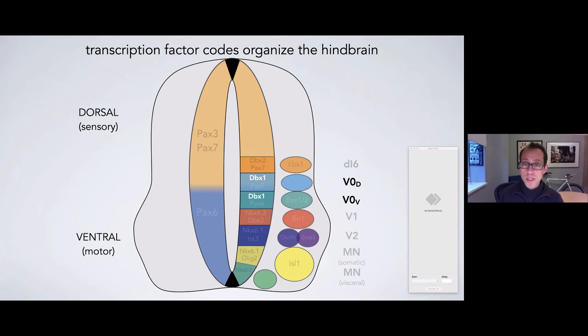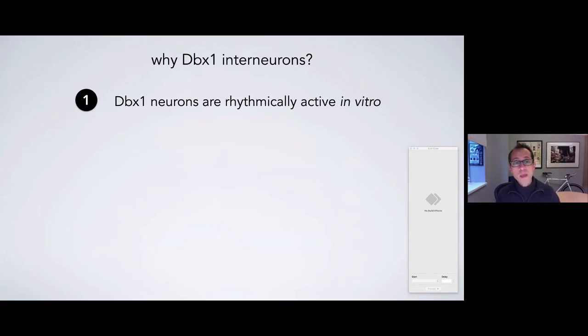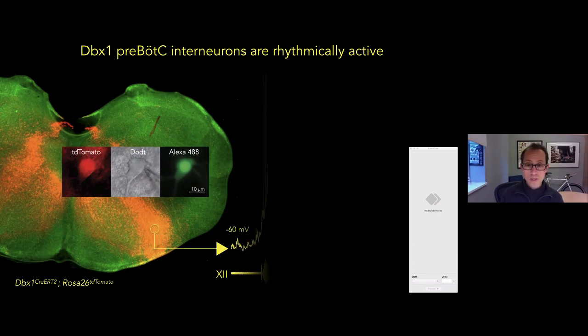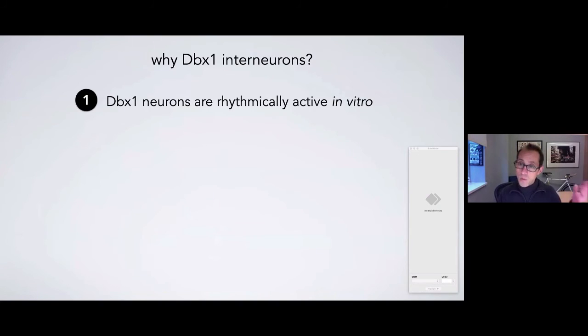So why did we become interested in DBX1 neurons? I'm going to summarize it very briefly. Number one, DBX1 neurons are rhythmically active in vitro. Here's a slice preparation. This is an intersectional mouse genetic model where we've used a DBX1 Cre animal crossed with a fluorescent reporter that expresses tdTomato, so that all DBX1 neurons glow red. We made patch clamp recordings from these neurons, and we found that they were rhythmically active in sync with the respiratory rhythm in vitro. Okay, so that's a good starting point.